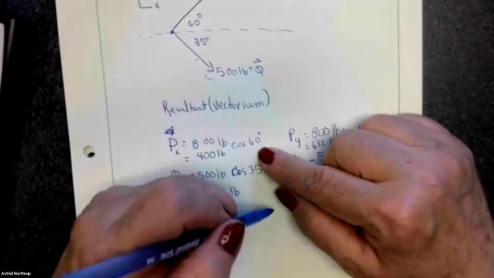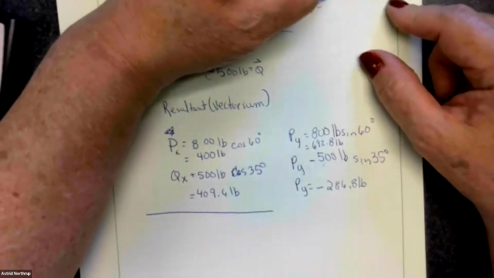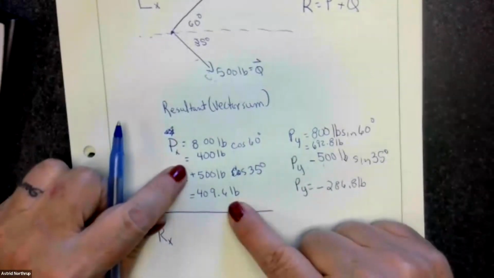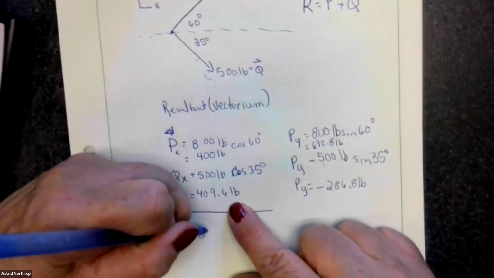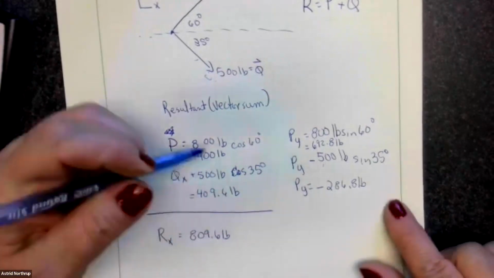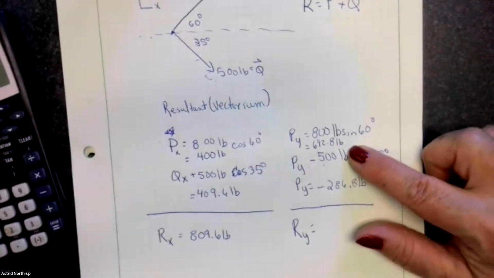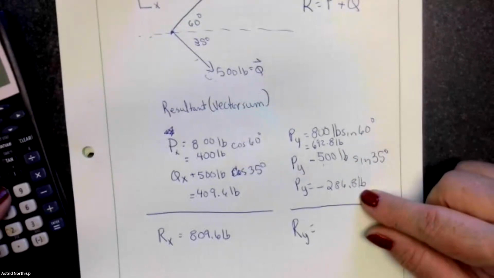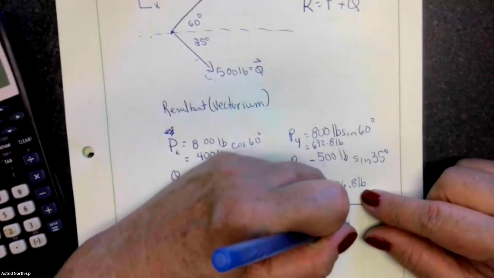All right, I have my two pieces, my P components and my Q components. If I call my vector sum R for resultant, R sub x is the sum of these two numbers: 400 plus 409.6, which is 809.6 pounds. R sub y is equal to 692.8 plus a negative 286.8, and so this number is 406 pounds.